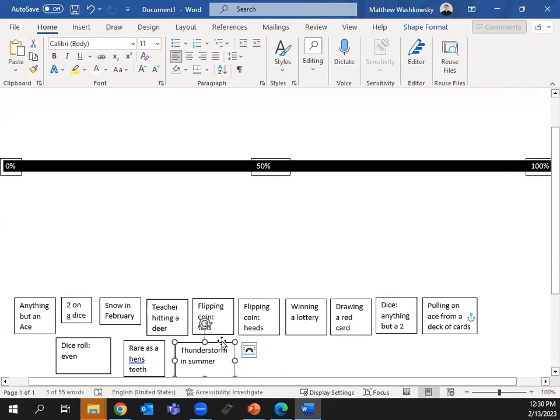So I need someone as a volunteer to please read out where everything is up there so I can start pulling it over there. I know that Lindsay said the probability of an even dice roll was 50-50. Dice roll even, so I'm just going to move that right there. Okay.